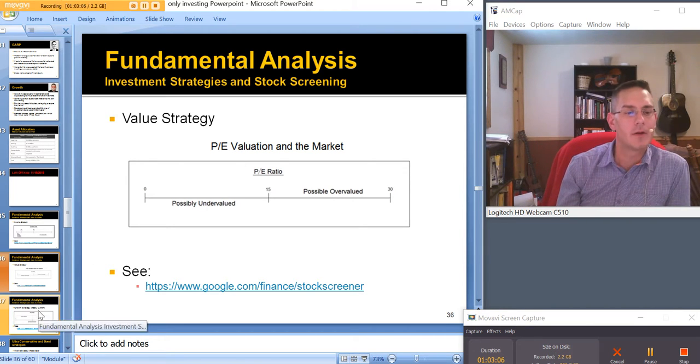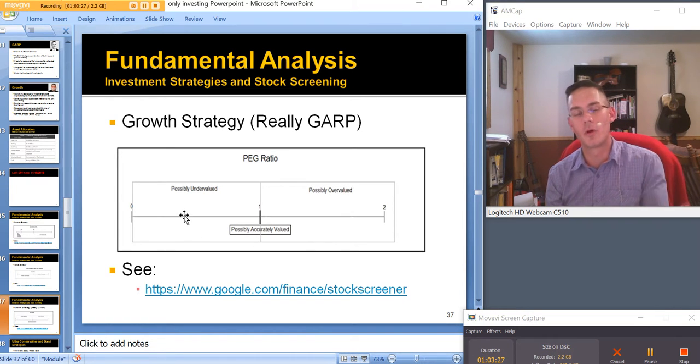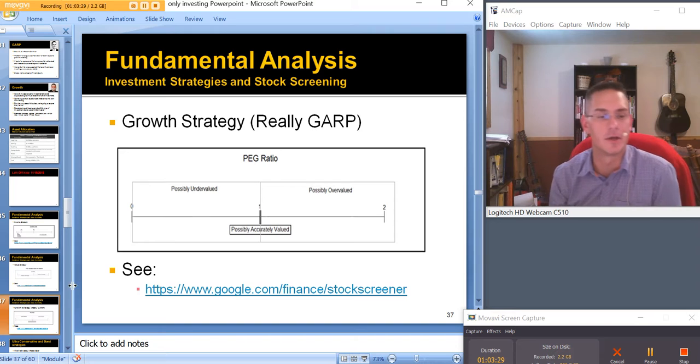So what the PEG ratio does for these growth companies is it takes the P/E ratio and divides it by the growth rate of the company. And when we do that, we can get an accurate idea of whether or not the stock is possibly overvalued or undervalued. So anything 1 and under, we think it's probably appropriately valued or possibly undervalued.